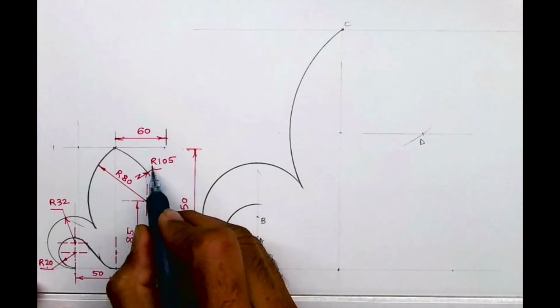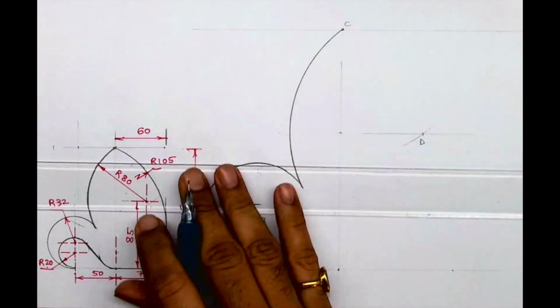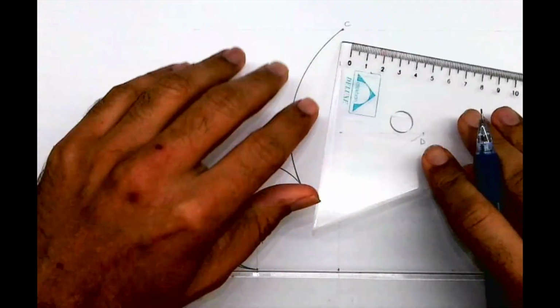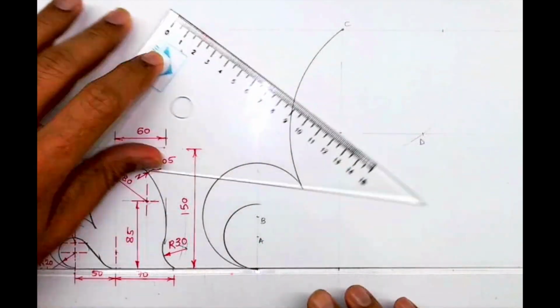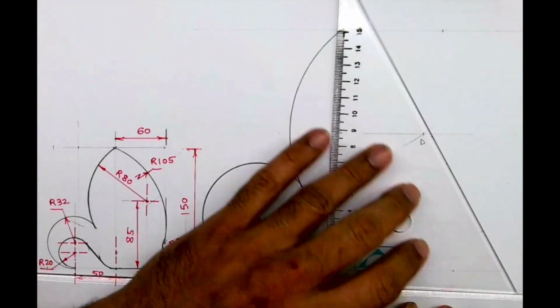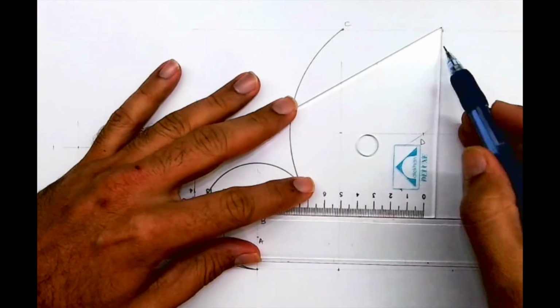Now if you see this radius 105, so if you see it is tangent to 60. See, this distance is given 60, so from C I will cut 60. And I will draw one vertical line.